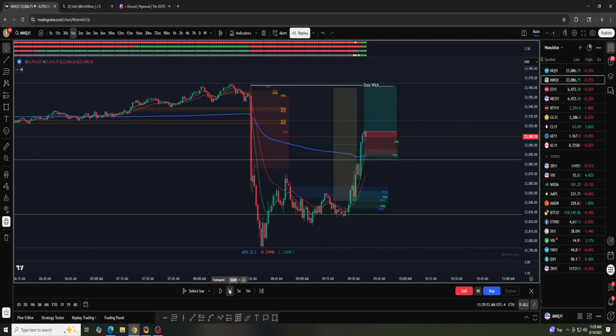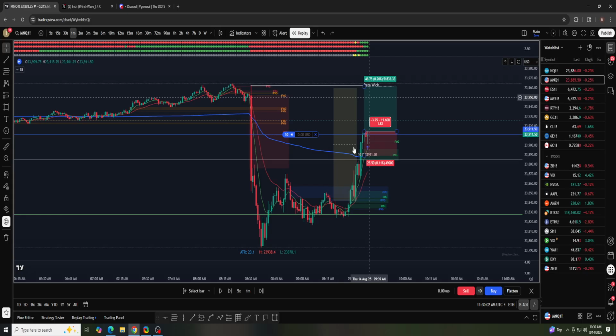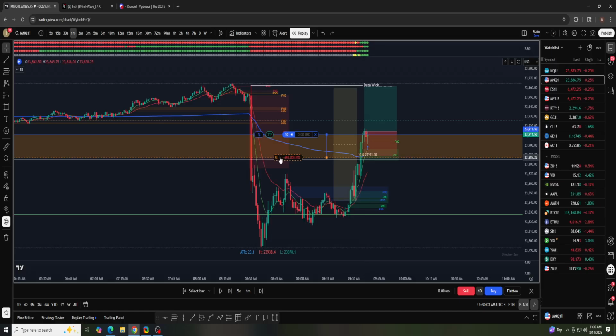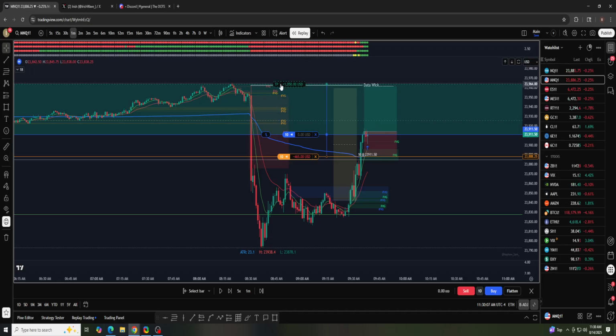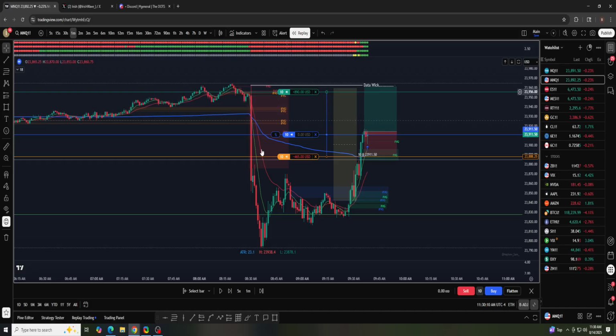So I'm in. I forgot the little buy signal. Whatever. But I was in up here. So stop down there. And I front ran this data wick high by 50% of the wick or so. And you just let it play out.